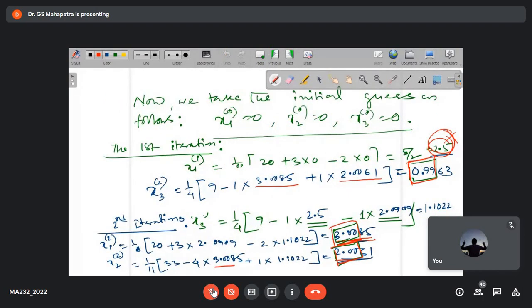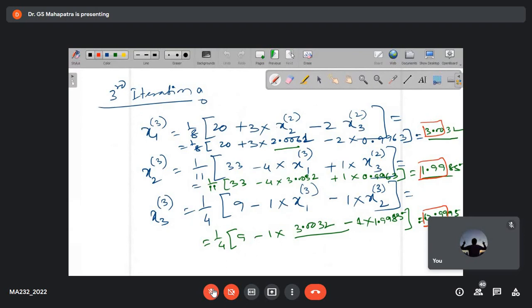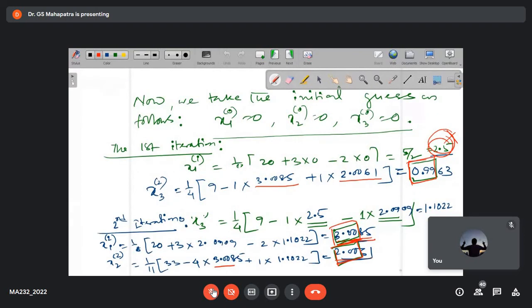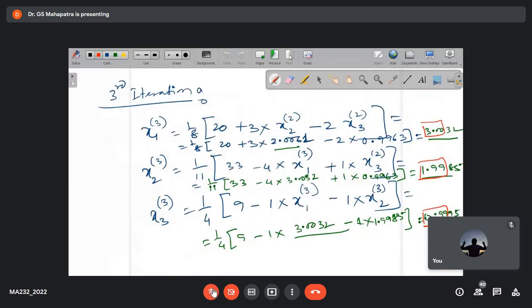Sorry, just 1 minute. Only this 2 is not matching, this one, fine. So one more iteration, the 4th iteration, you will get the solution. So we will not study that one anymore. Now the 4th iteration you have to do, and you can stop after that one.